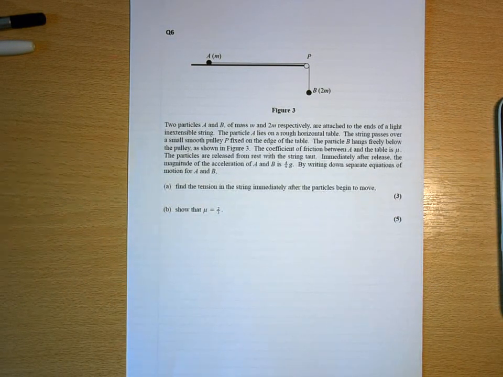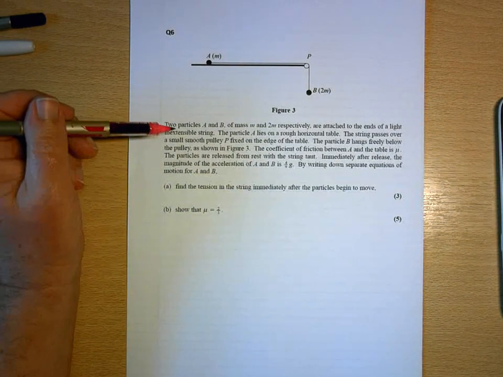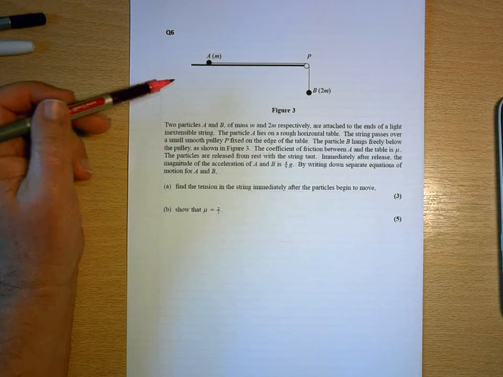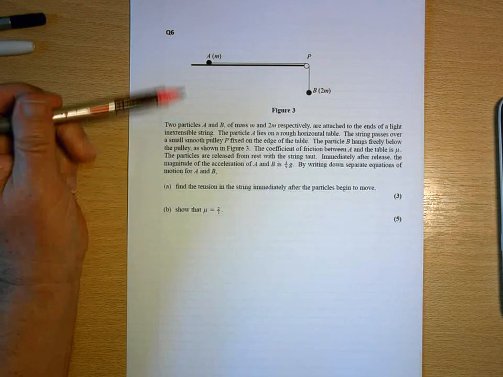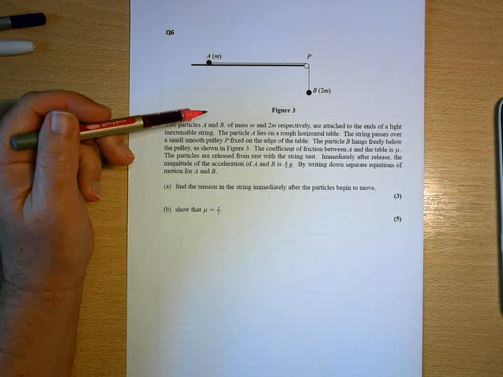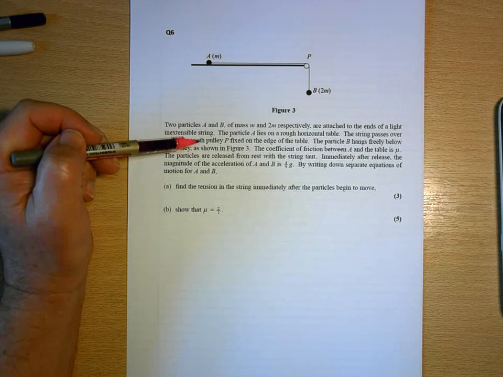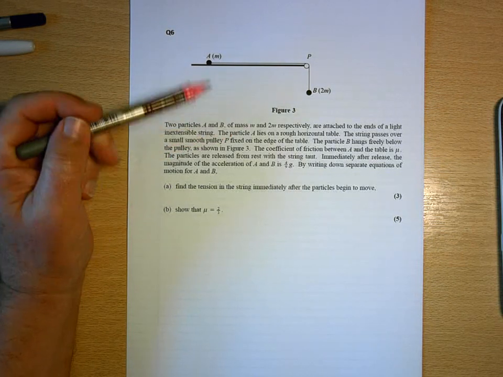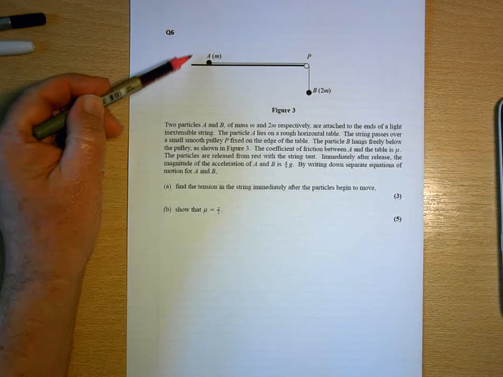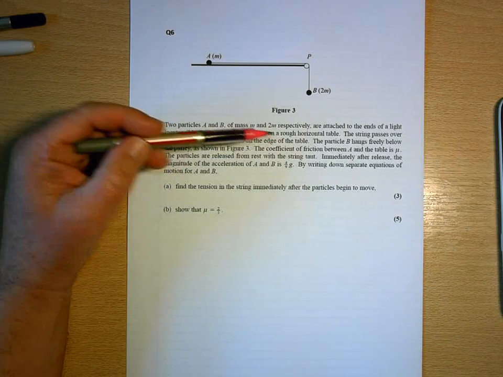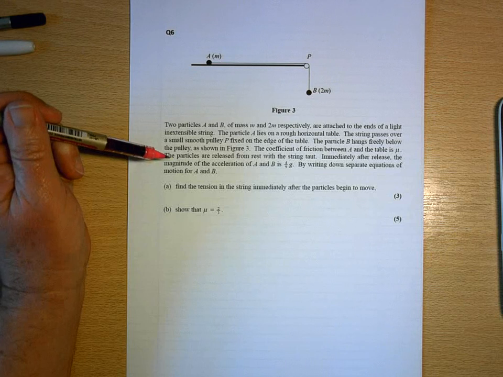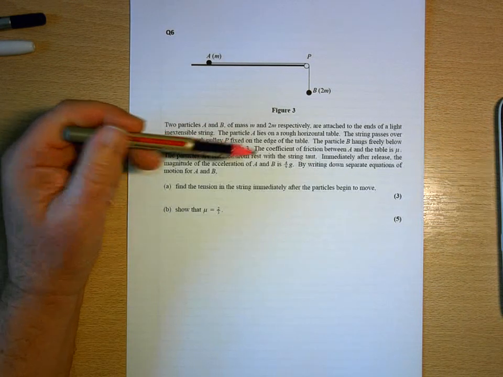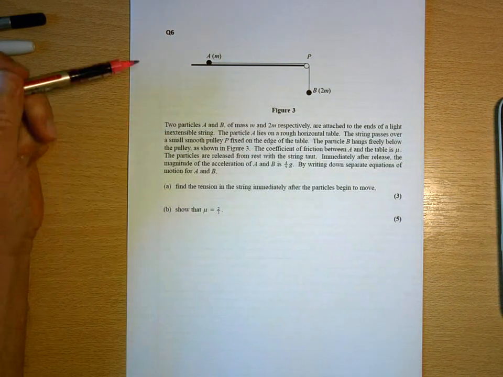Right then, connected particles time. So two particles A and B of mass m and 2m respectively are attached at ends of a lightly extensible string. Particle A lies on a rough horizontal table, so that's going to have friction, and B hangs freely below the pulley. The coefficient of friction between A and B is mu.